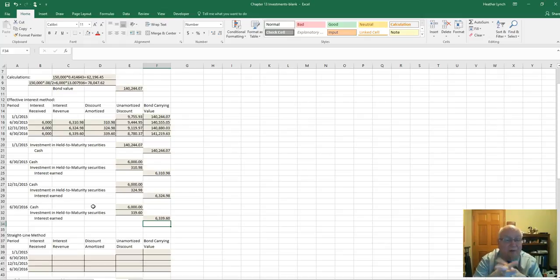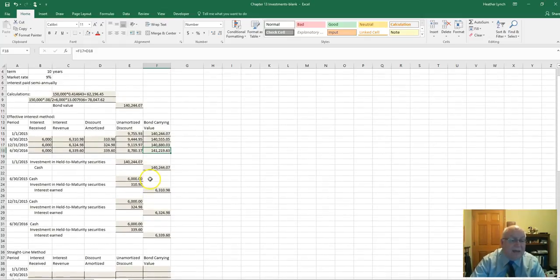After you get the first line done, the 630, all you do is just drag it down. It should calculate itself. When you get done, however, this amount here should be 0, and this one should be 150,000. The last one you may have to adjust a little bit because of rounding.